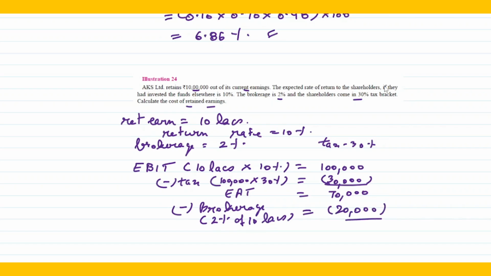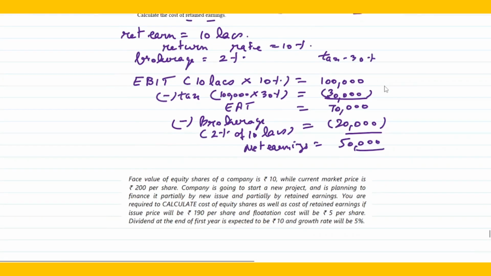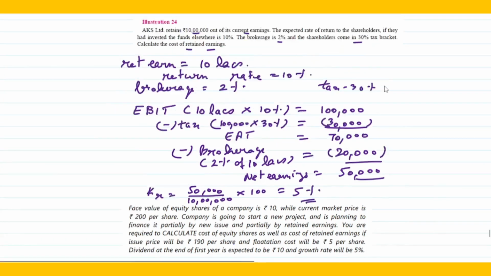So the net earnings after deduction of brokerage as well as the tax now stand at 50,000. What we need to calculate is the cost of retained earnings. It is simply the net earnings, 50,000, divided by the total capital, that is 10 lakhs. Since you need it in terms of percentage, multiply by 100 and the value you get is 5%. So your answer should be 5%. I guess now you understand.